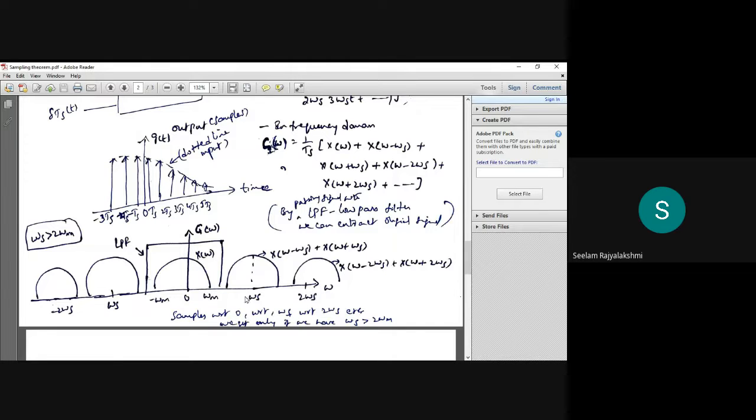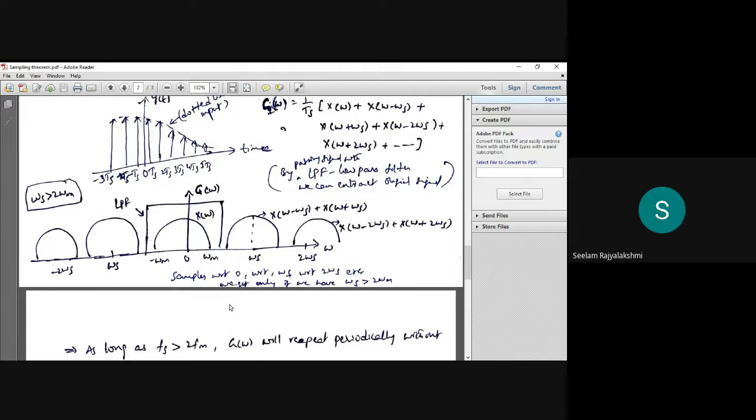And here we get this only if we have the condition omega s is greater than 2 omega m. Whenever we have the condition omega s greater than 2 omega m, then the samples considered with respect to 0, omega s, 2 omega s, and so on, let us extract the original signal by passing through the low pass filter. So this is how we can represent it.